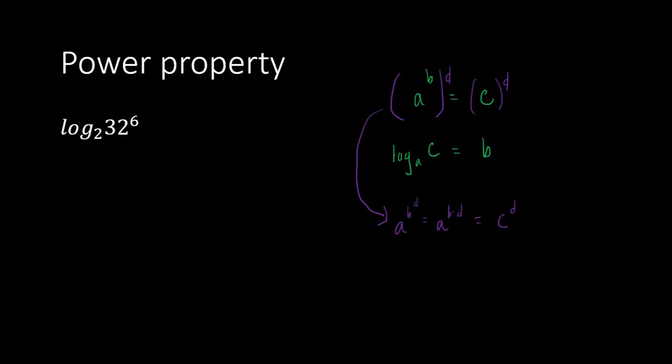Well, if I wanted to know what log base a of c to the d is, remember what's a logarithm? It's an exponent. The question here is what exponent do I need to raise a to in order to get the result c to the d? I have a as my base, and they're saying, what's the exponent you need for a? Well, you need b times d.